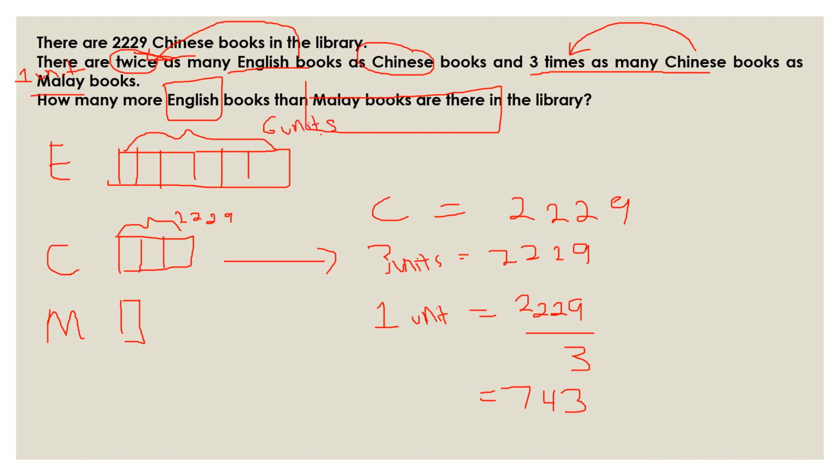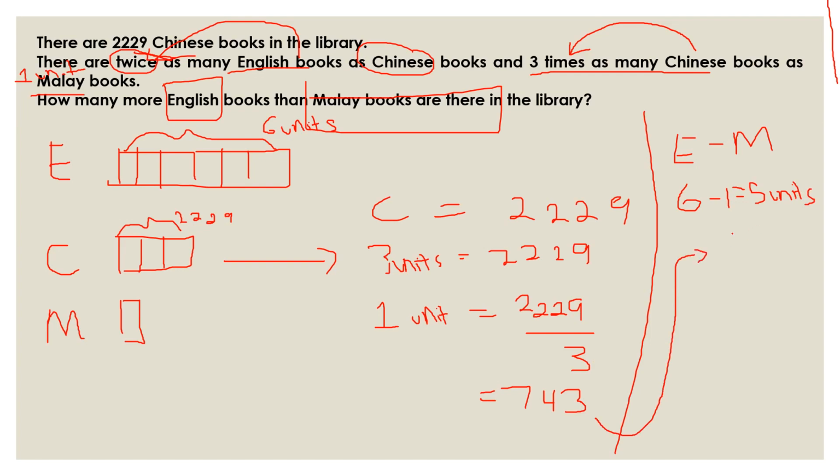So now we find out the difference between the English books and the Malay books. So 6 minus 1 equals 5 units. If 1 unit equals 743, how about 5 units? So 5 times 743 equals 3,715. So there are 3,715 more English than Malay books in the library.